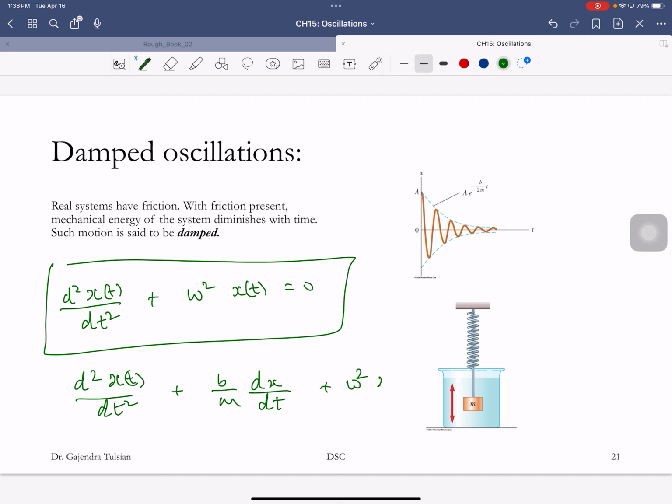Okay, so here's the simplest model to account for friction. With friction involved, this equation gets this additional term. Okay, so B is a measure of the friction. We'll come to that in a second. So when B is 0, this equation will reduce to the frictionless case. Okay, so this is frictionless, and this is with friction.